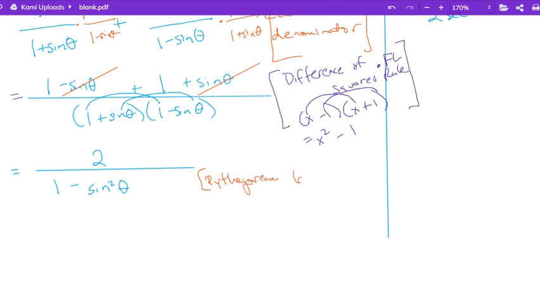Whoa, messy. Right? It's like, oh, 1 minus sine squared theta, instead of that, I can just write cos squared theta.